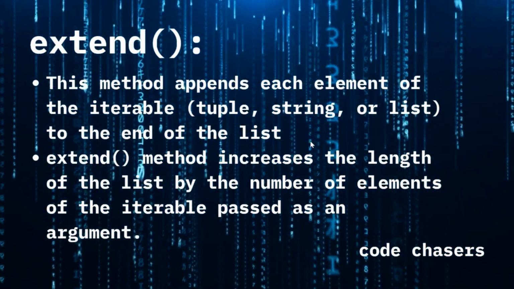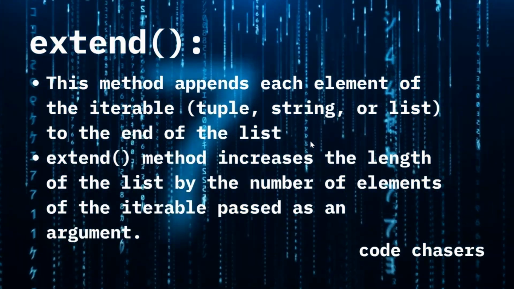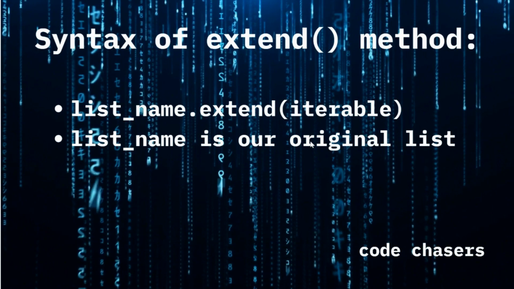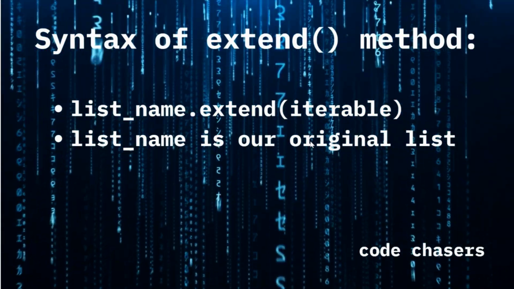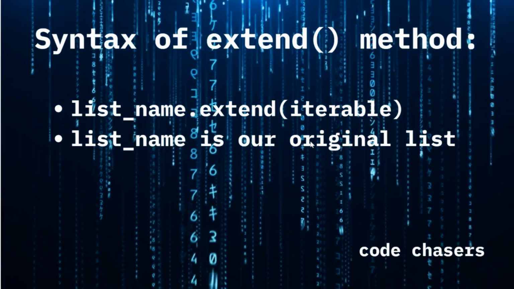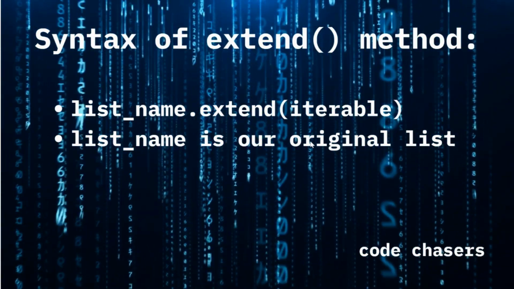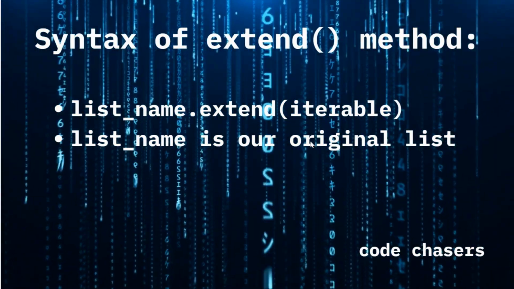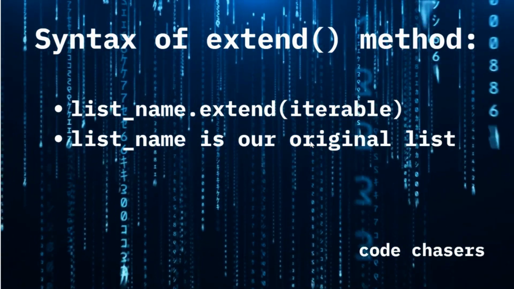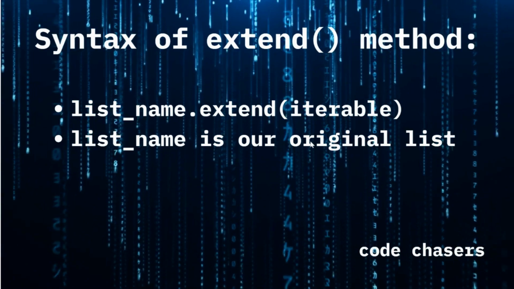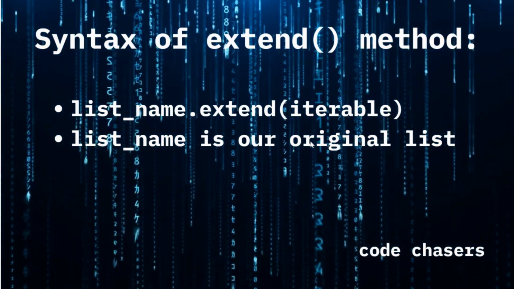Before that, we will see how the syntax of extend looks. We can see the syntax of extend on the screen: list dot extend. The extend method is demanding one argument. Here we are passing one iterable, that may be a list, that may be a tuple, as an argument to extend. Now we will see how this extend looks in the coding part.